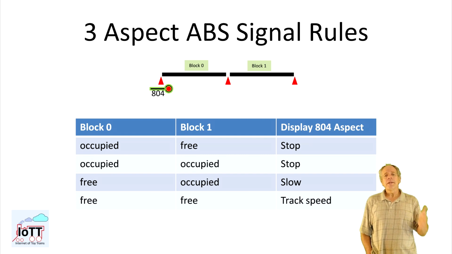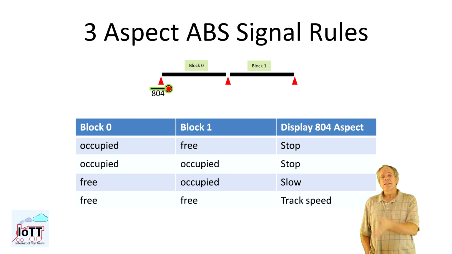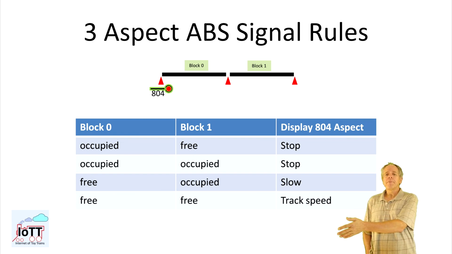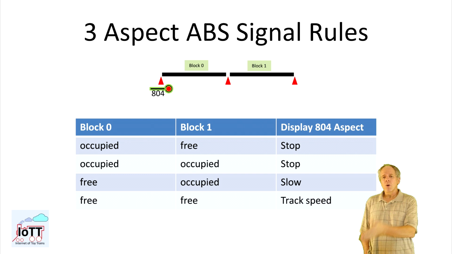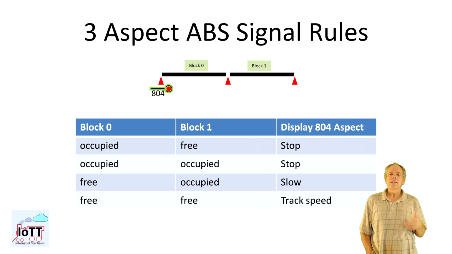If the block immediately following the signal is occupied, the signal shows red. If it is free, but the next following block is occupied, it shows slow, as the train needs to prepare to stop at the next signal. And if both blocks after the signal are free, the signal shows track speed.